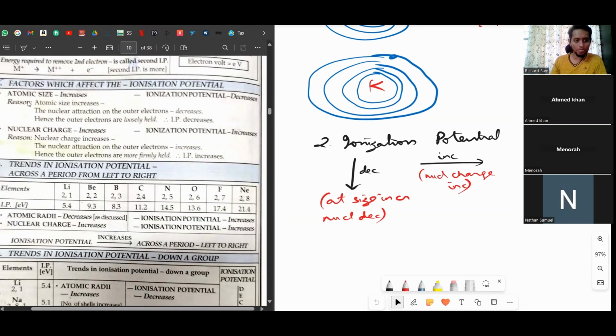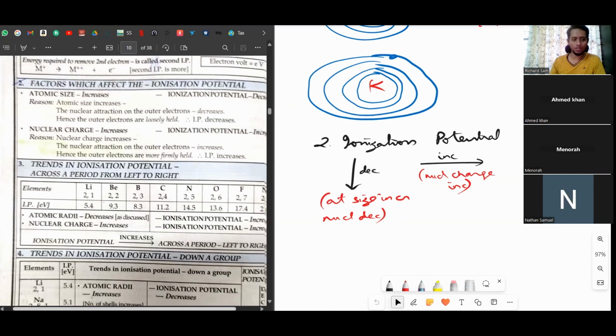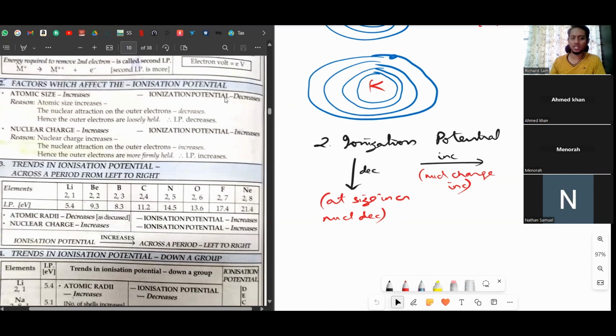Okay, so this is what we saw. As you go down the group, what happens? Atomic size increases, right? Because the number of orbits increases. And due to that, ionization potential decreases because the nuclear attraction of the outermost electrons is less as you increase the orbits. Hence, the outer electrons are loosely held, and so less ionization potential energy is required to remove that electron.